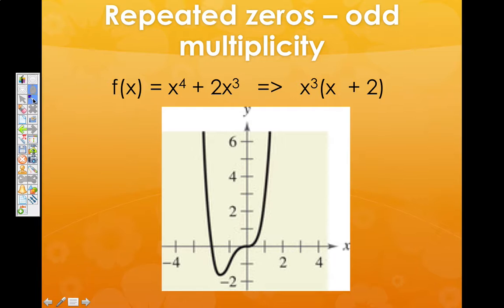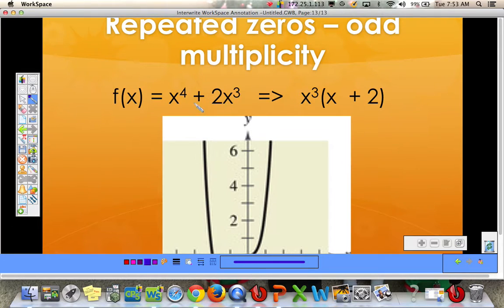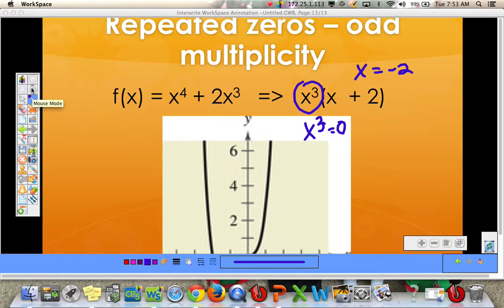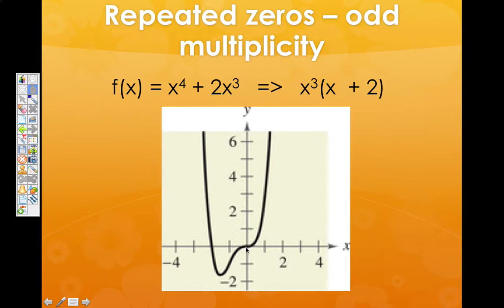If it's repeated an odd number of times, so again, they factored this, they pulled out an x cubed, so this x cubed equals 0, and here x equals negative 2 is the other 0. So we can see that at 0, it goes through that 0. So here it goes through one of the zeros. But if it's an odd multiplicity for the 0, it goes through that 0. So if it's an even multiplicity, like if this would have been an x squared, it would have bounced off the 0.